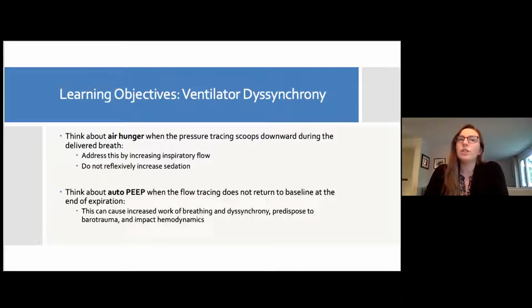Additionally, we should think about auto-PEEP when the flow tracing does not return to baseline at the end of expiration. Remember, this is a process that we can see during expiration and not inspiration. This can cause increased work of breathing, dyssynchrony, predispose the patient to barotrauma, and impact the hemodynamics.